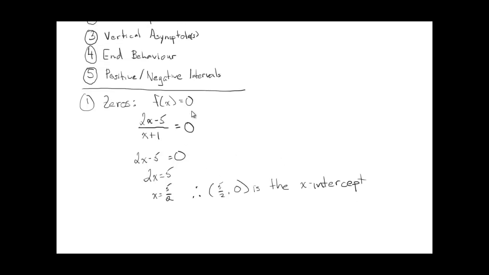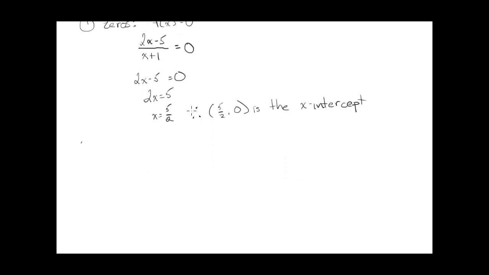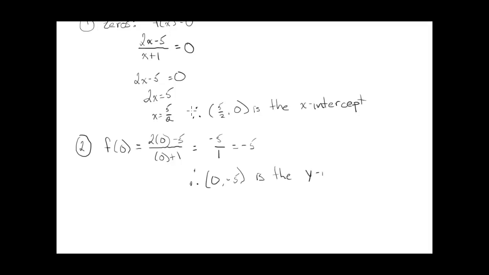Okay, the next thing we look for is the y-intercept. We do that the same way we did polynomials or reciprocal functions. We just evaluate the function at 0 by letting x equal 0. So that'd be (2 times 0 minus 5) all over (0 plus 1). So we're just subbing 0 in for x. That's going to be equal to negative 5 over 1, which is minus 5. So therefore, (0, minus 5) is the y-intercept.